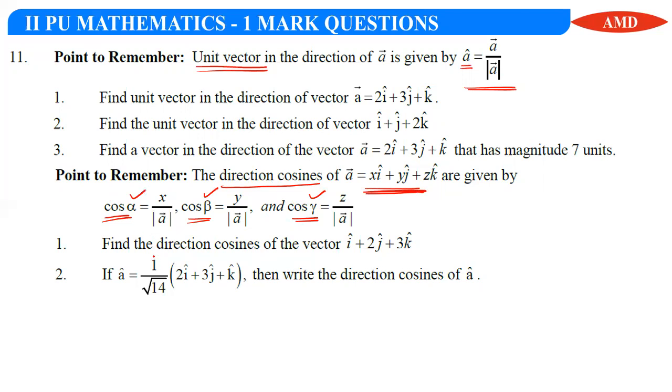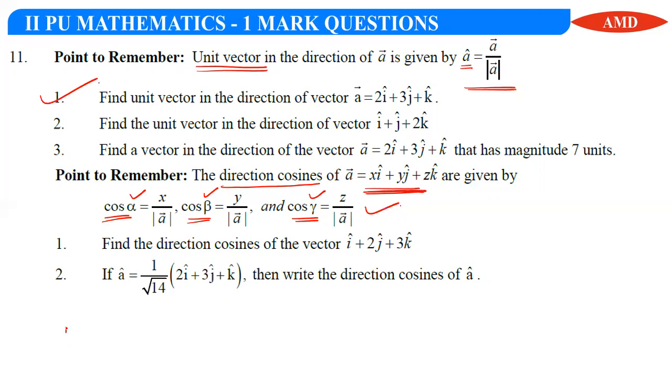So the formula for cos alpha is x by magnitude of vector A, cos beta is y by magnitude of vector A, cos gamma is z by magnitude of vector A. The formula seems to be very easy here. So let me try one question, how to find out the unit vector in the direction of the given vector.